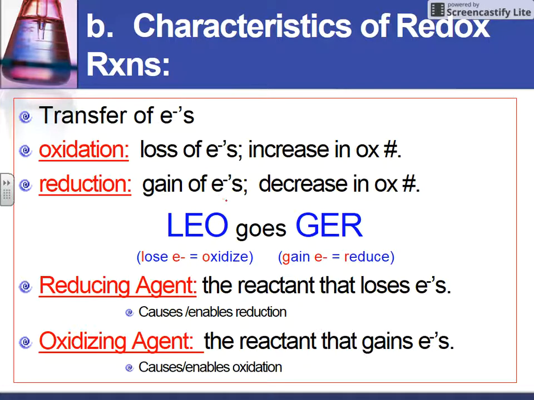Reduction is where you have a process of gaining electrons. So there's going to be a decrease in that element's oxidation number, because they're gaining negative particles, so that one is going to get more negative.